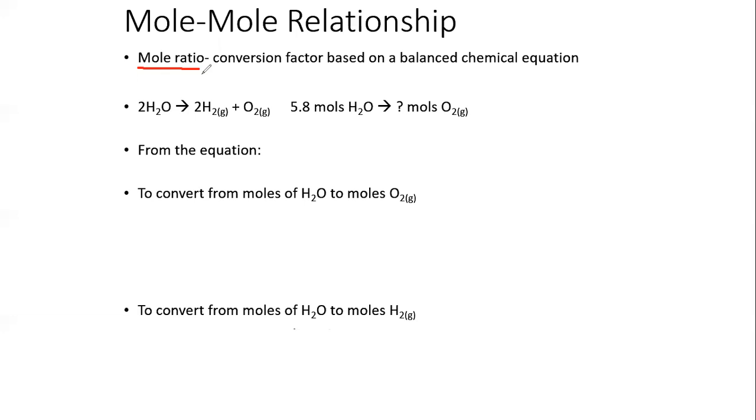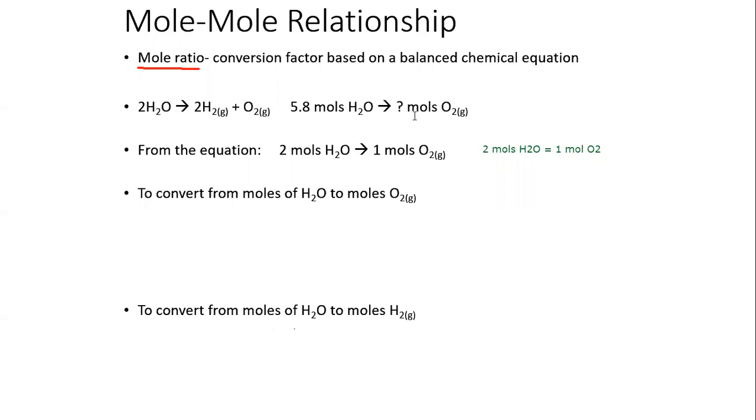So in order to do this, you have to be in moles. So for example, we want to know, okay, if we have 5.8 moles of water, how much oxygen in moles can we produce? And so from the equation, we get that 2 moles of water give us 1 mole of oxygen. And we can write it as an equality where we say 2 moles of H2O equals 1 mole of O2. So now if we know the moles of H2O, we can convert it to moles of O2.